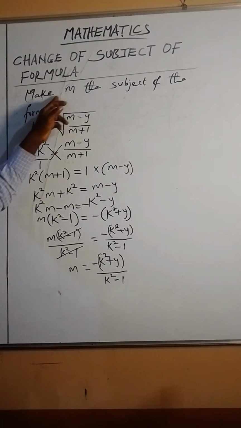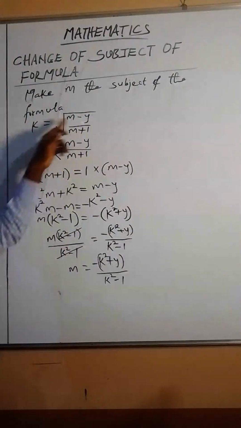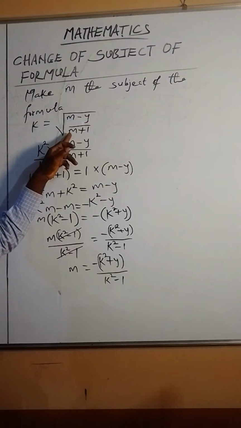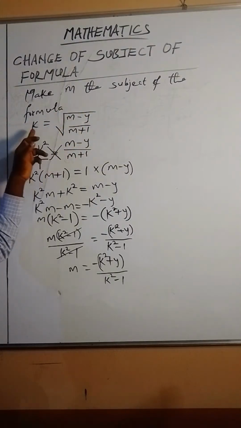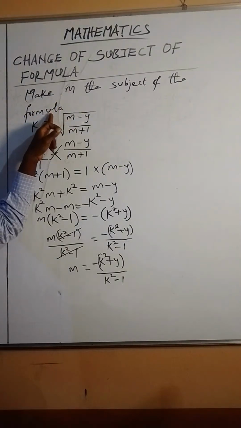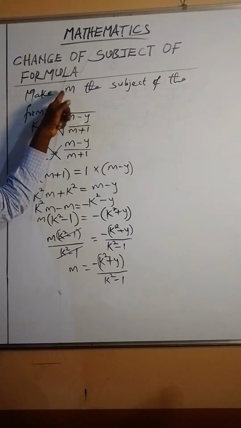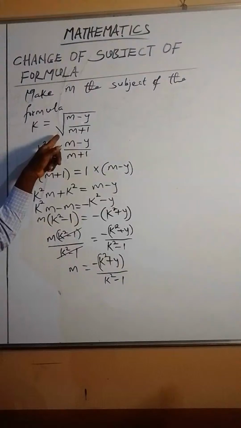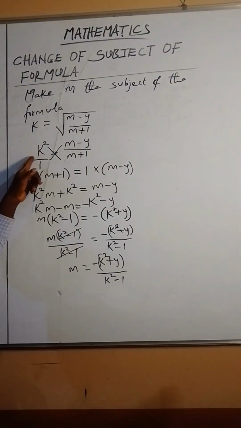Let me revise what I've said so far. Here we are given k equals the square root of m minus y, divided by m plus 1, and it's all inside the square root. We are told to make m the subject of the formula. Noting that what we are to deal with is inside the square root, we have to square both sides so that we can cancel the square root. This is only possible when we square both sides.